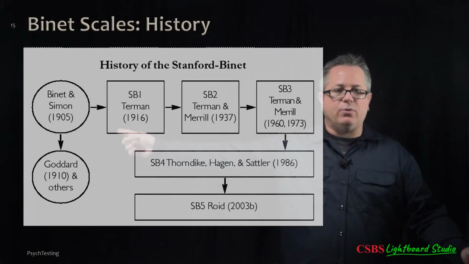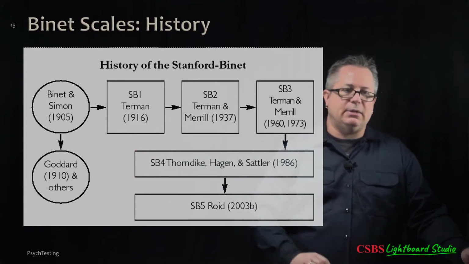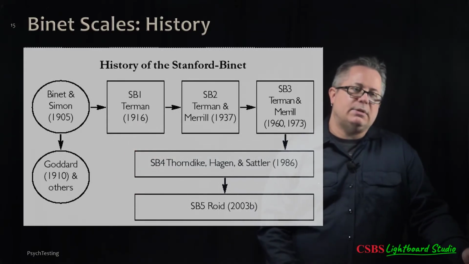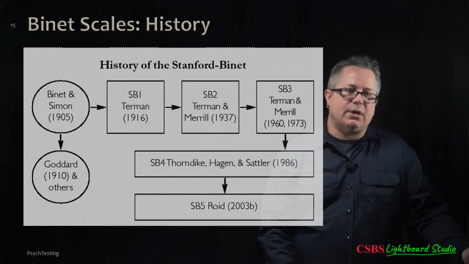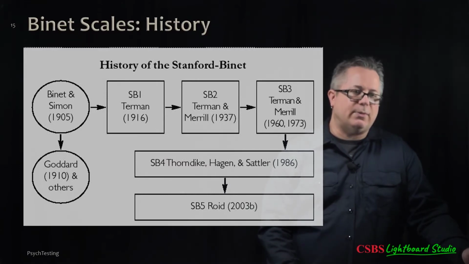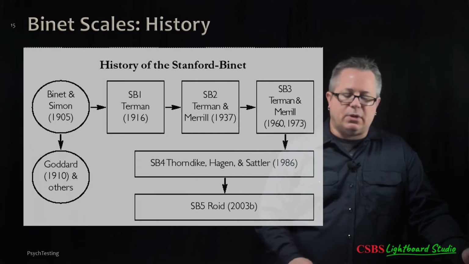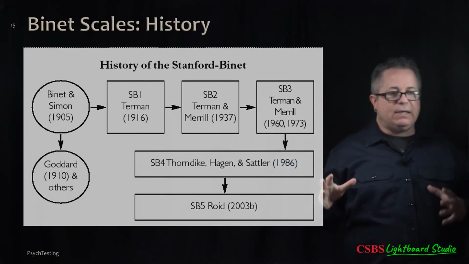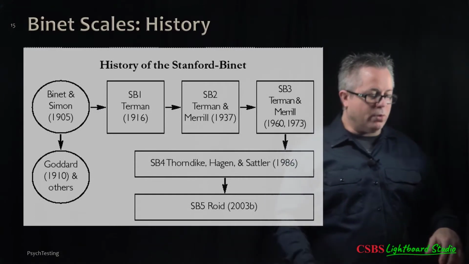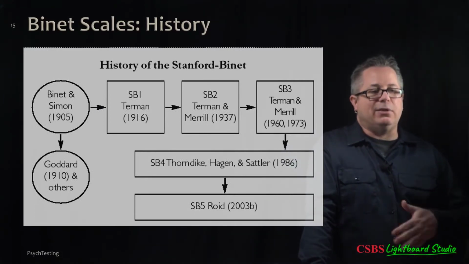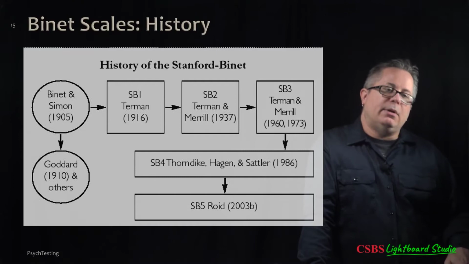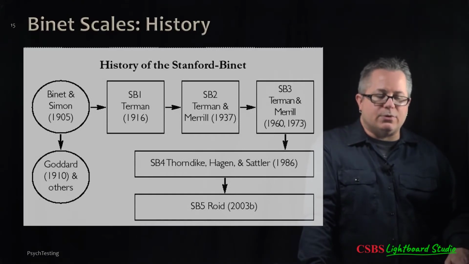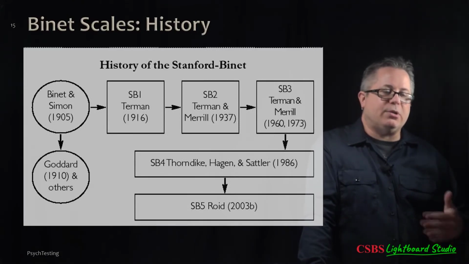But then it got imported over into the United States in about 1916, and that's when it changed over to the Stanford-Binet. So the Stanford-Binet 1 was developed in 1916, and I think a lot of that process was just translating it and making it work in English with American respondents. It then went through some revamping and changing along the way.